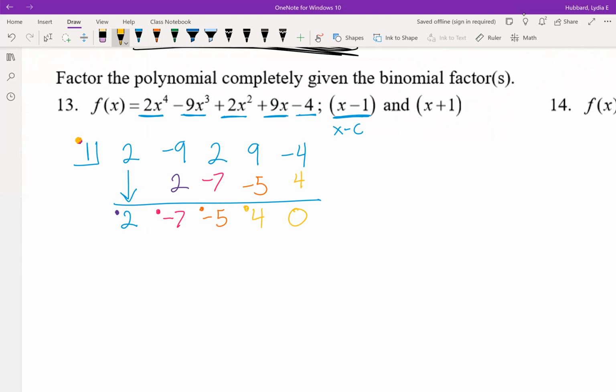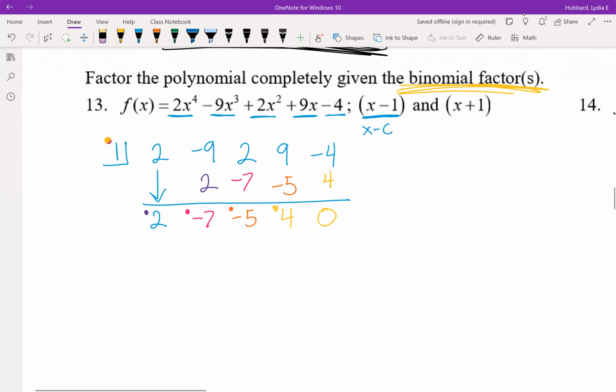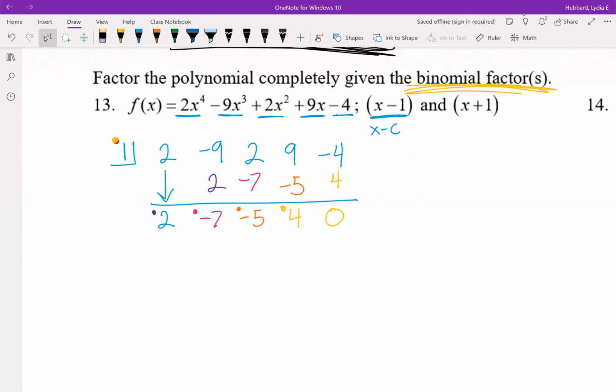Okay, so what this 0 is telling me right here, because this divides nicely, is that x minus 1 is a factor. Okay, and that these would be my new coefficients, which is great, but this said factor the polynomial completely. And it gave us that these are binomial factors already. So really this isn't telling me anything because it already gave me that this was a factor. So now I'm going to take those coefficients I just got and I'm going to keep going.